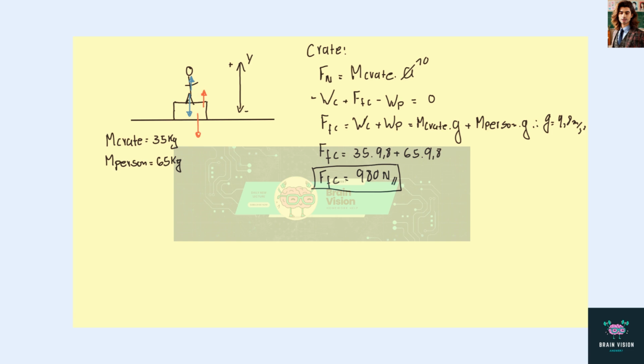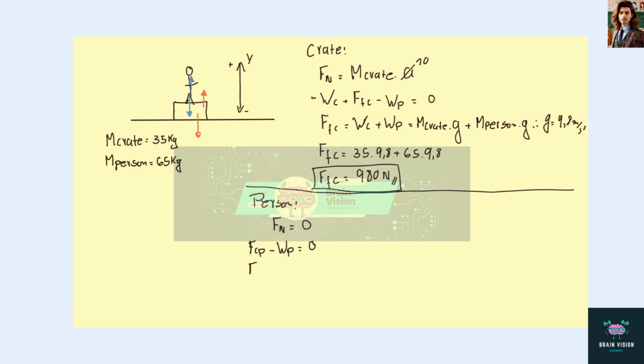Now we apply Newton's second law to the person. The net force acting on the person is equal to 0 because the person is standing still, so the acceleration is equal to 0 because it's also not going to move. And there are two forces acting on the person. One force is the force that the crate exerts on the person, and the other is the weight of the person, which is negative because of my choice of referential. This is equal to 0.